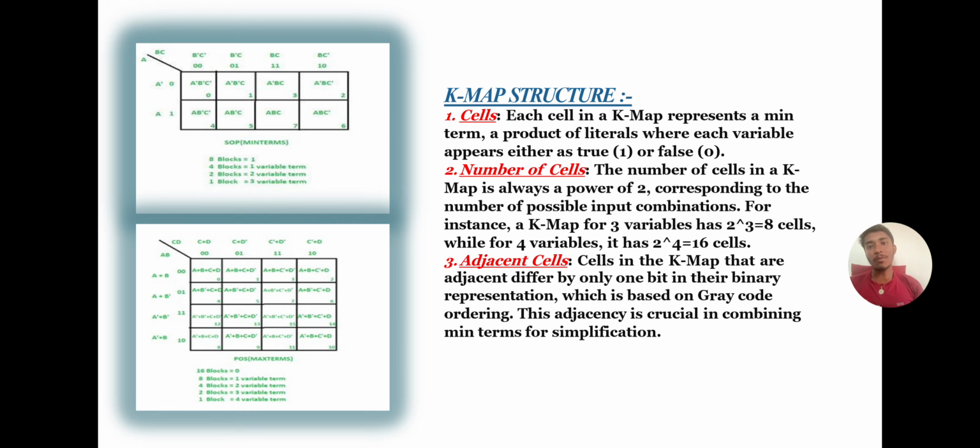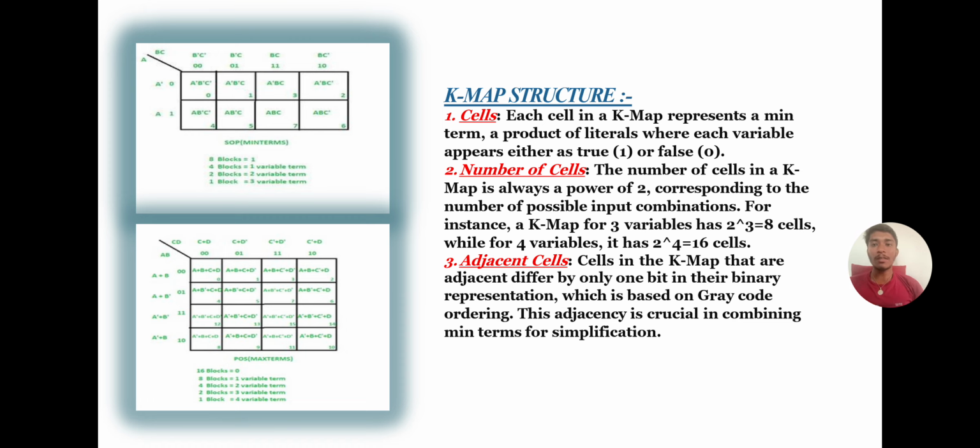Then how the number of cells depends, and how to identify the number of cells. The number of cells in the K-map is always a power of 2, which means it is 2 to the power of the number of variables. If we have 3 variables, then it will be 2 power 3. If we have 4 variables, then it will be 2 power 4. So the power of 2 corresponds to the number of possible input combinations, whether we are giving A, or ABC, or ABCD, and so on. The input combinations will depend on this, and then the number of cells will depend.